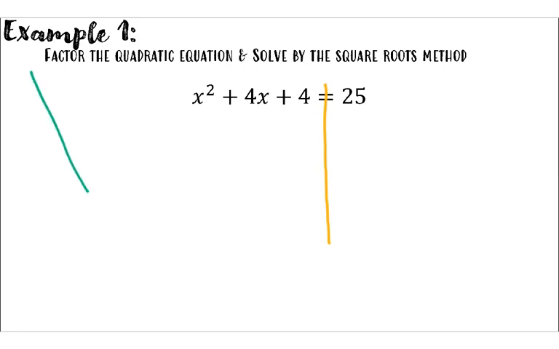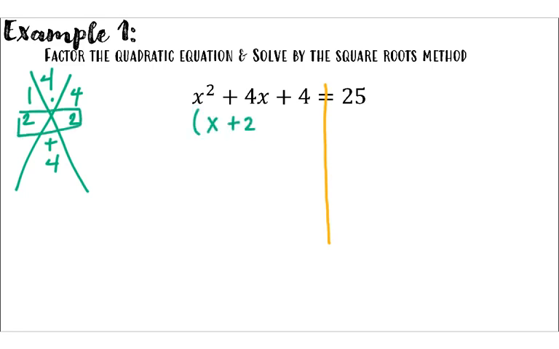If we factor this just quickly off to the side, we need to find numbers that are going to multiply to get positive 4, but when you add them, you also get positive 4. So those two numbers for us are going to be positive 2 and positive 2, so we get x plus 2 times x plus 2. All right, we have our perfect square, and that is equal to 25.